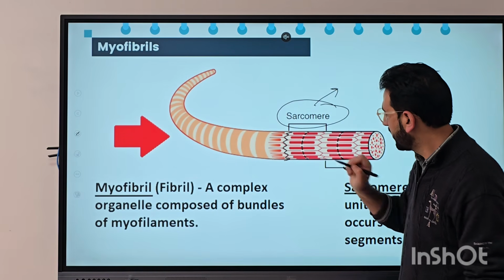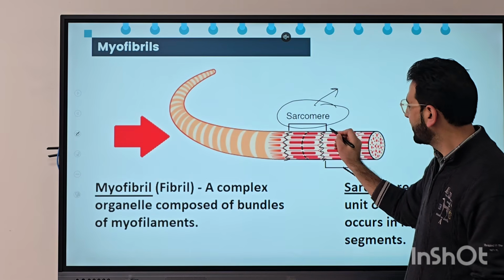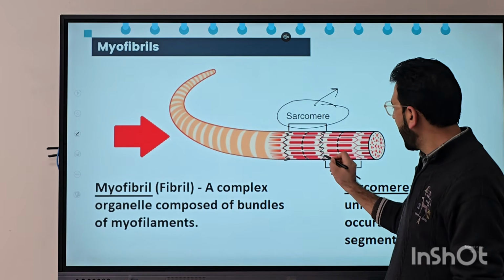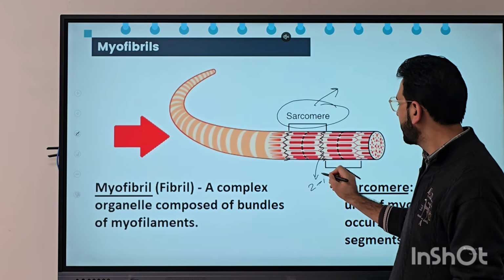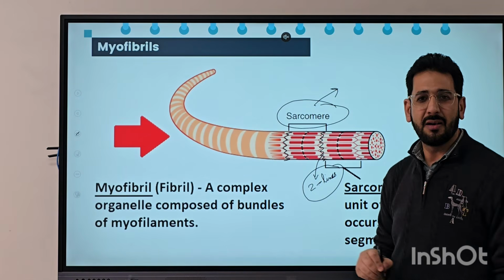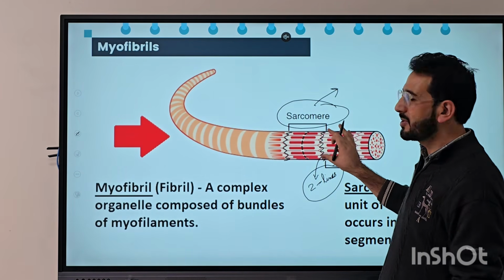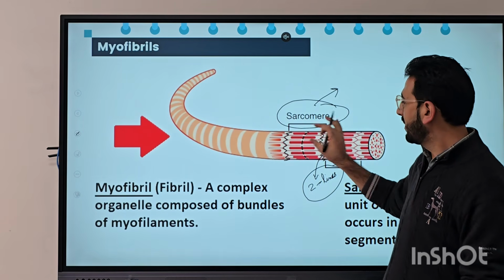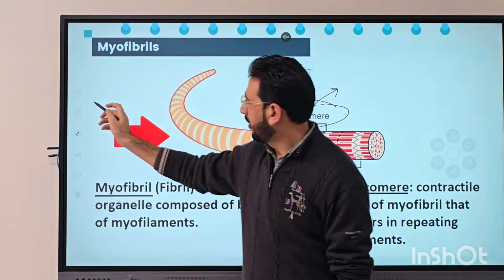Okay, this compartment starts from here and it ends here. There is the zigzag pattern of this structure here, and these zigzag patterns we call Z lines. We are going to see the Z lines in a little more detail in the upcoming slides. But here I am telling you what this compartment actually is, and that its boundaries are the Z lines. Okay, now let's move forward.